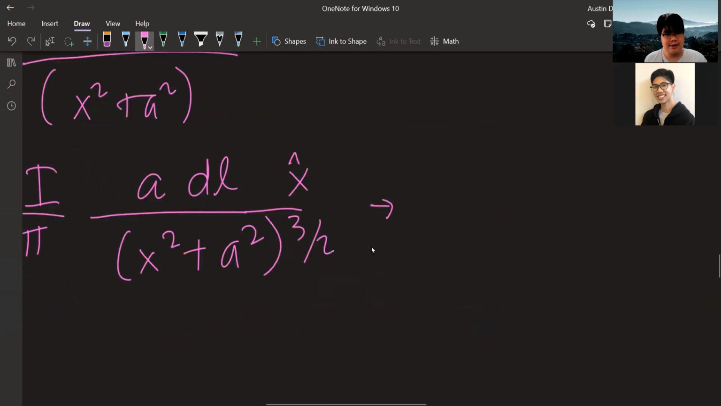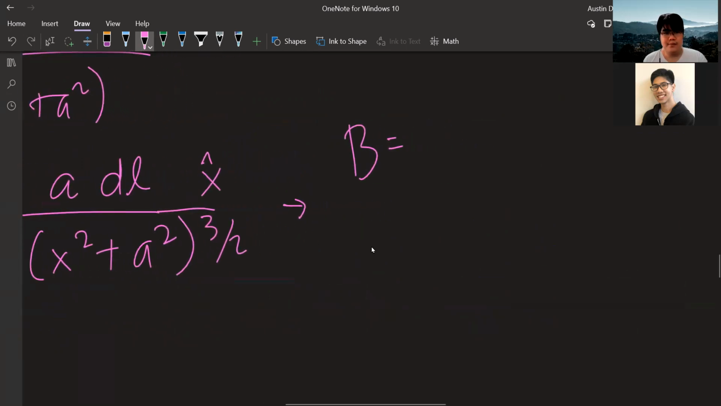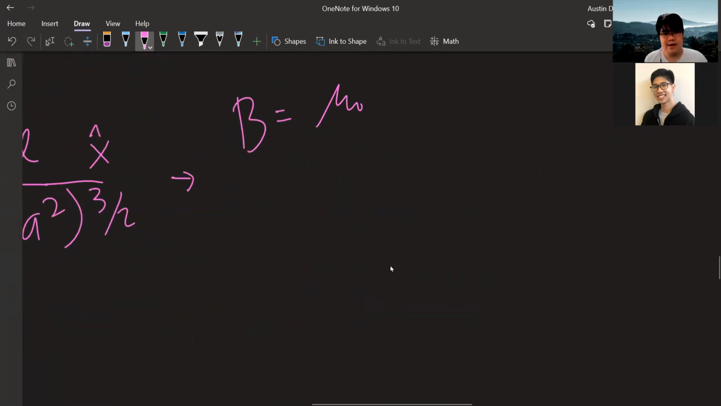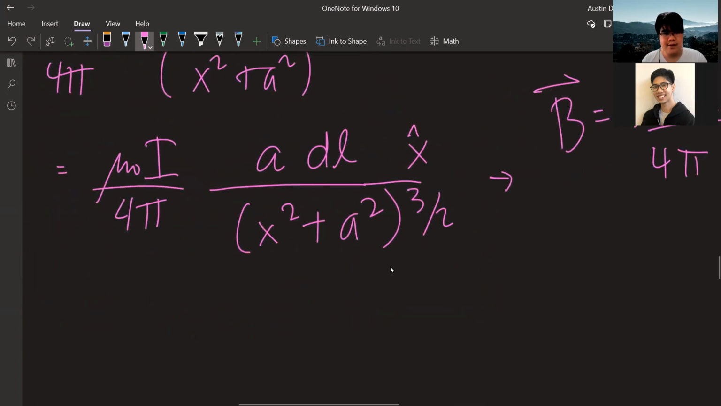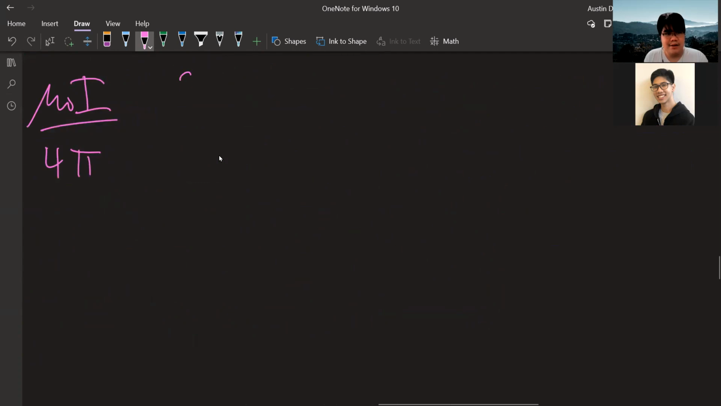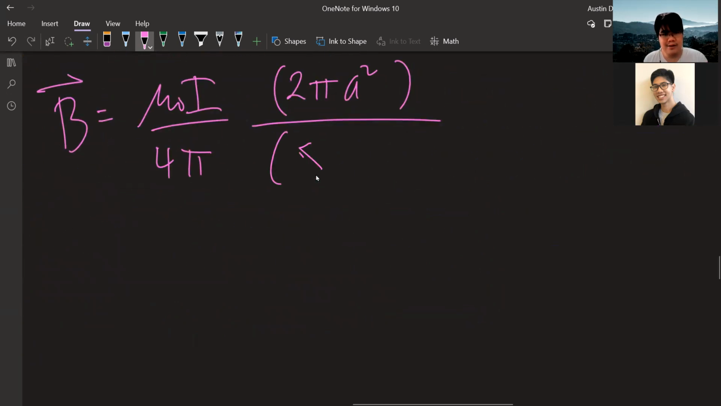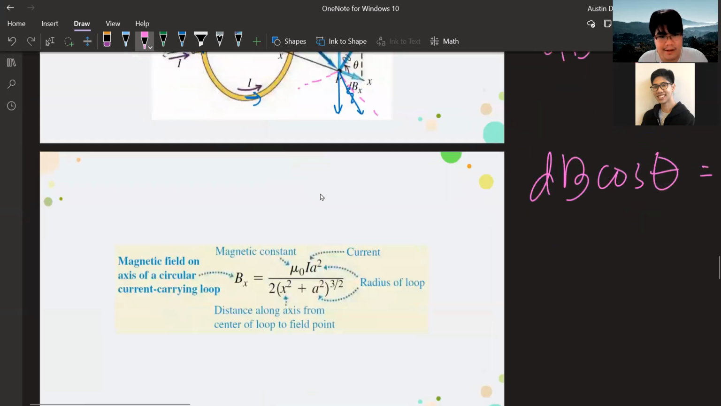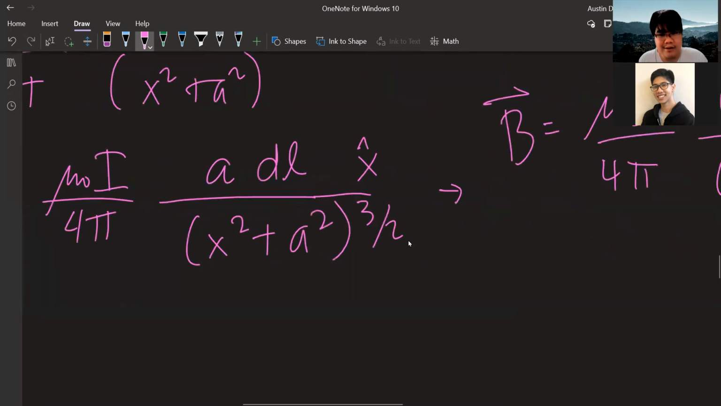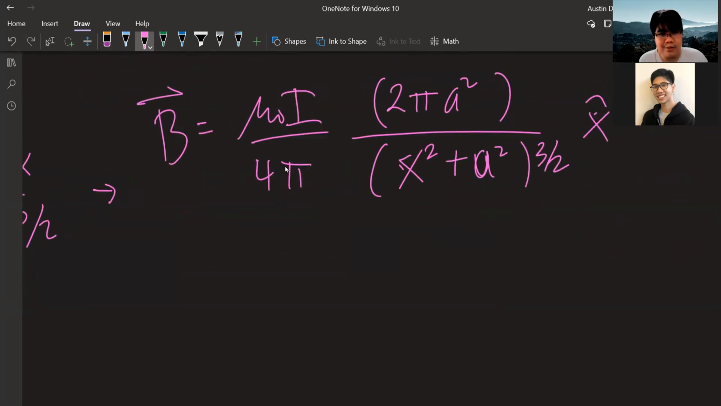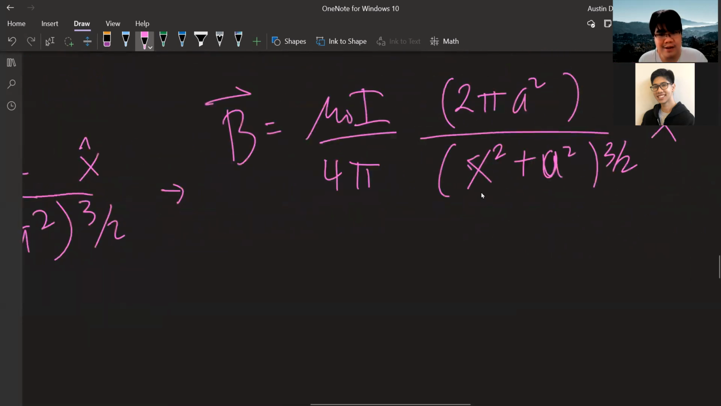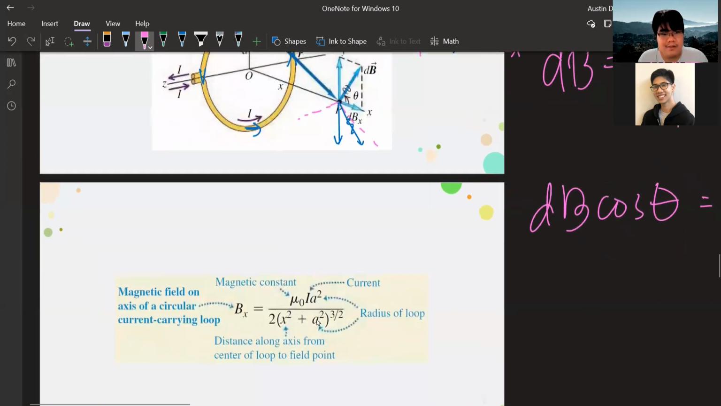Therefore, B has to be mu naught I over 4 pi. Yes. And then this is 2 pi A. So that's 2 pi A squared. May A squared kasi may extra A tayo na. Tapos x squared plus A squared 3/2 X hat. Did we get that right? Mu naught I A squared. And mu naught I A squared 2, magiging 1/2 na lang. Cancel pi. Meron akong 2 sa baba. Tapos x squared plus a squared 3/2. Okay.